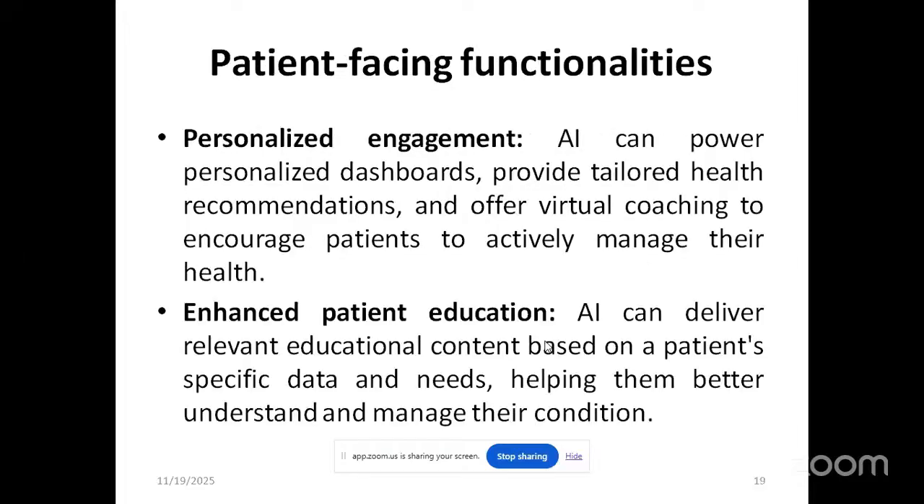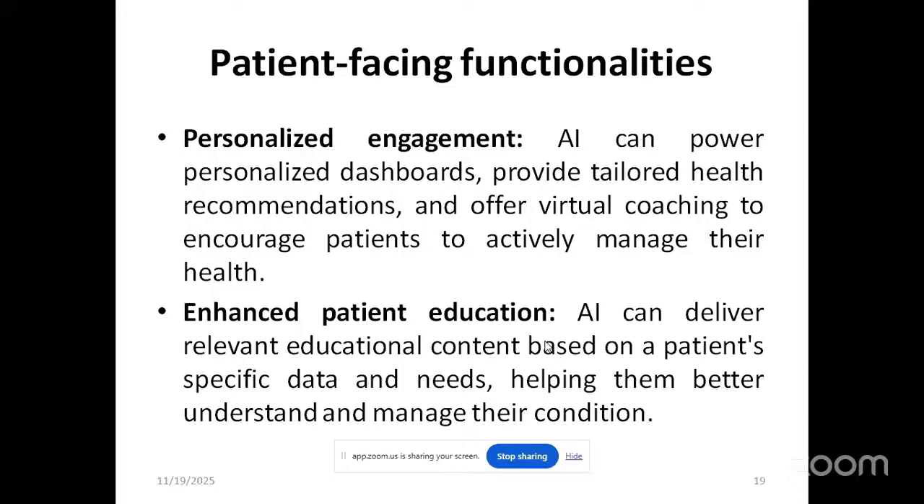Patient-facing functionalities, personalized engagement. There are two kinds of patient-facing functionalities. The first one is personalized engagement. Artificial intelligence can power personalized dashboards, provide tailored health recommendations, and offer virtual coaching to encourage the patient to actively manage their health.